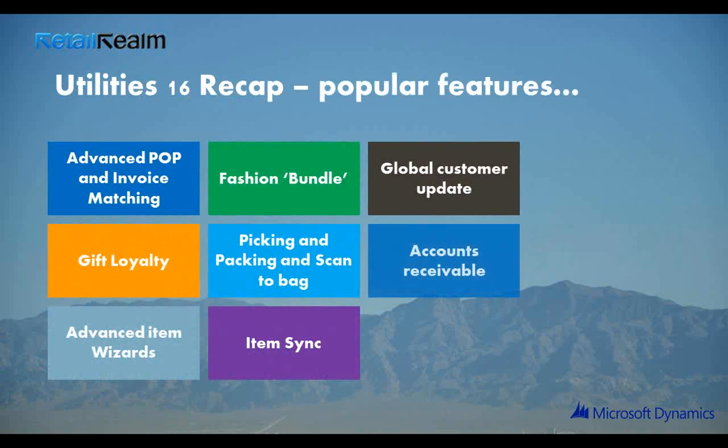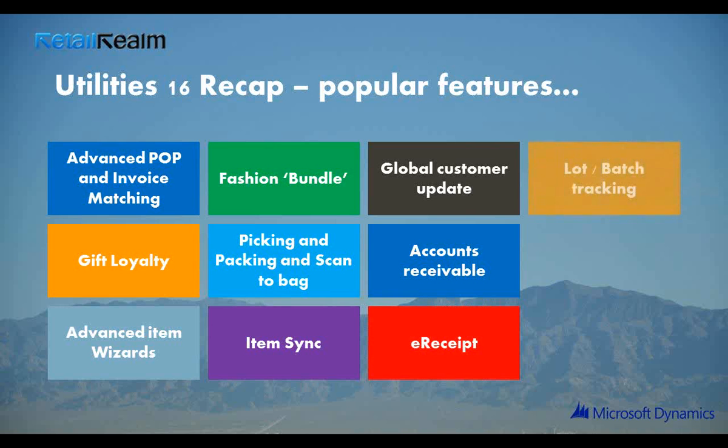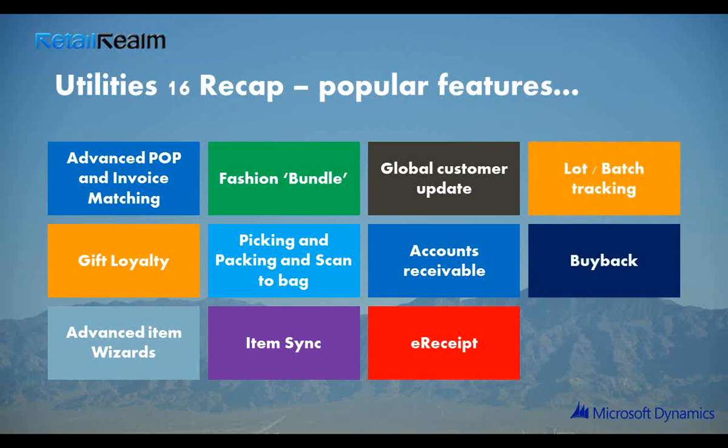Accounts receivable allows you to email monthly statements to account customers, and the e-receipt sends electronic receipts from the POS. That's been very popular of late. Lot tracking and batch tracking: what you're able to do there is add expiry dates to products and individual lot numbers. And last but not least, we have buyback, which is great for colleges and universities, where they'll take back things like textbooks at the end of the semester.